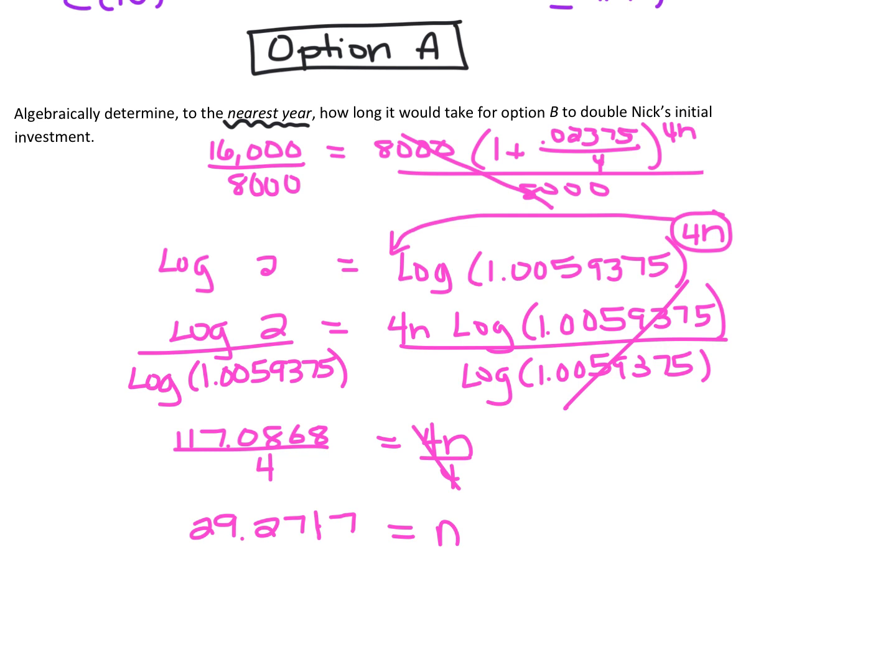Now, they just want us to determine to the nearest year. So they're not asking during what year it happens, or how old he's going to be. We don't know any of that. They just want you to take this number and round it to the nearest year. So to the nearest year, that would round to 29 years.